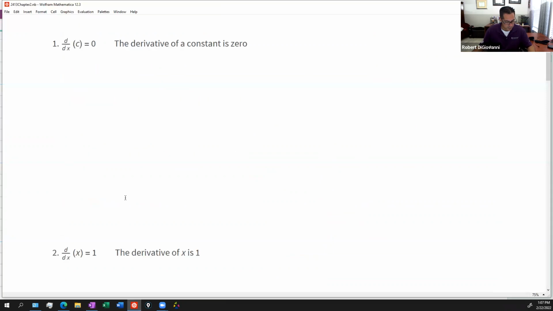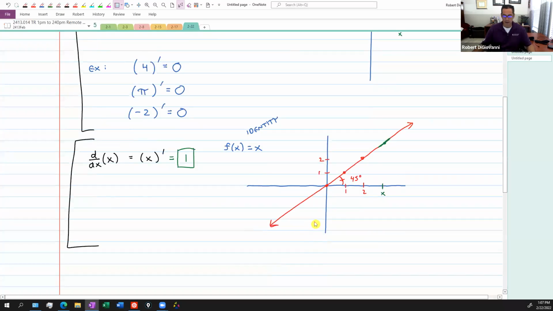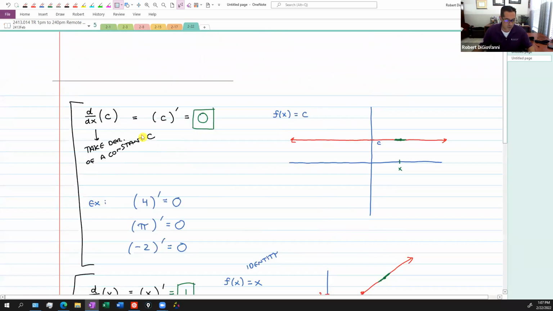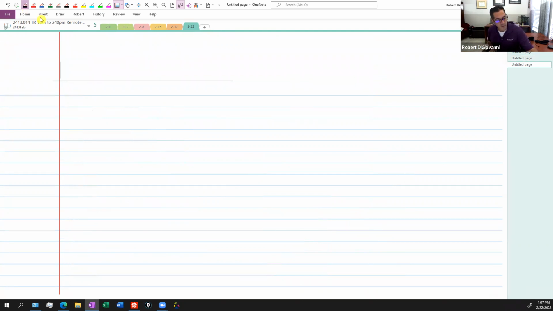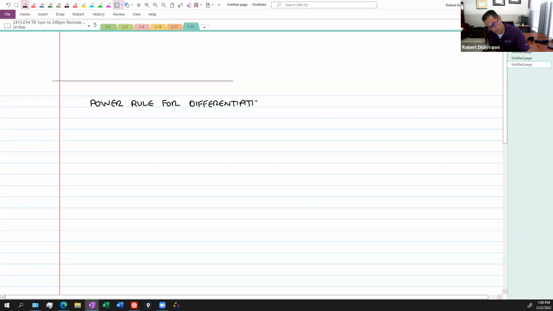Next rule is the big one. All right, so now we're going to move on. These two rules don't really have names. This next rule does have a name. This rule is called the power rule, the power rule for differentiation. The reason I have to put power rule for differentiation is because when you get to Cal 2, there's a different power rule, and that's the power rule for integration or antiderivatives. That's a different class.